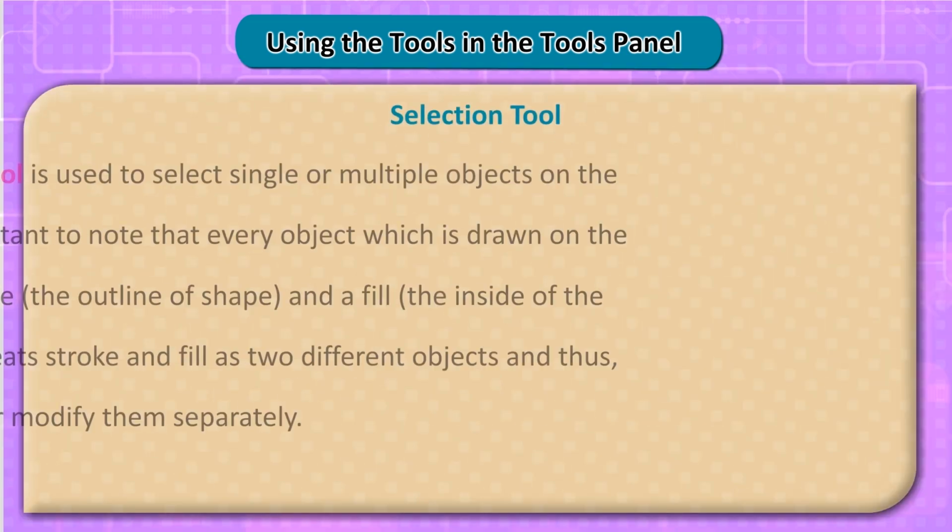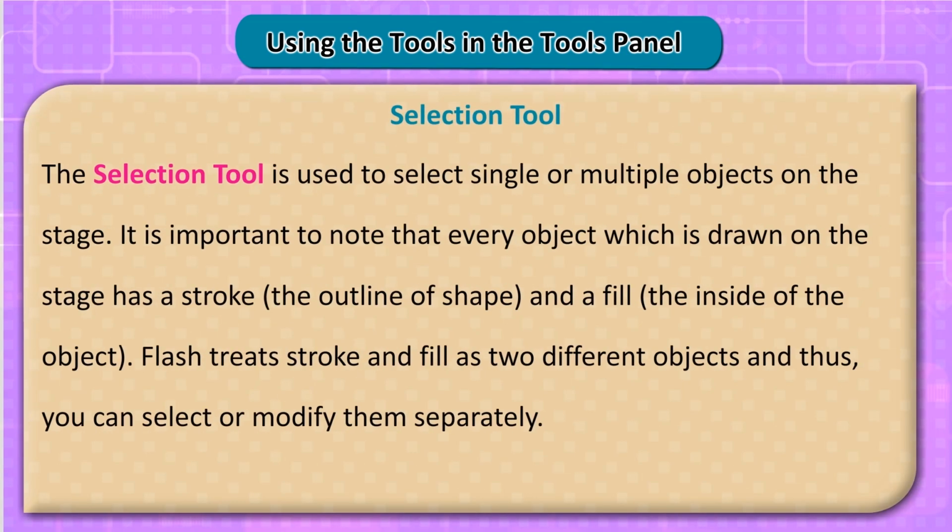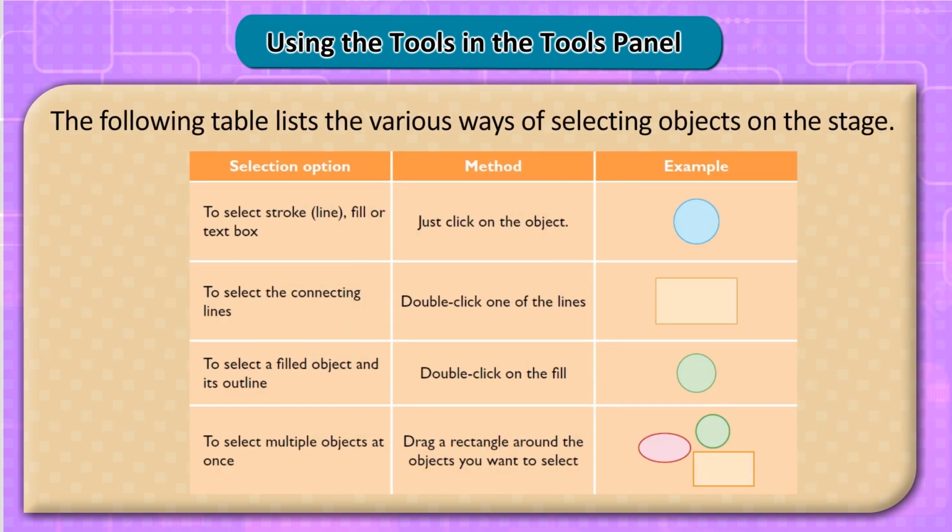Selection tool. The selection tool is used to select single or multiple objects on the stage. It is important to note that every object which is drawn on the stage has a stroke, the outline of the shape, and a fill, the inside of the object. Flash treats stroke and fill as two different objects and thus, you can select or modify them separately. The following table lists the various ways of selecting objects on the stage.